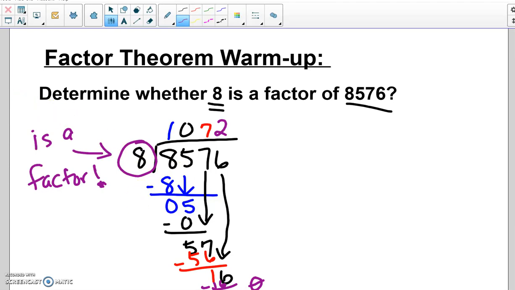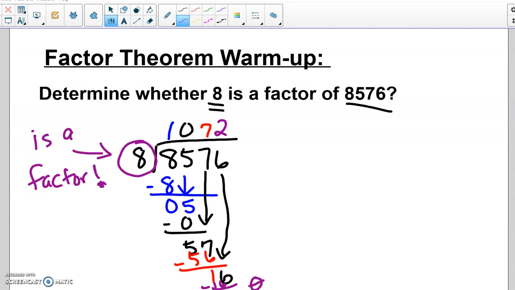The other thing is, when we start to use the factor theorem, we are going to end up using it to break down larger polynomials. So we're going to have a polynomial. Most of the time the highest degree will be a 3, so it'll be something x to the third. It'll be a big polynomial.